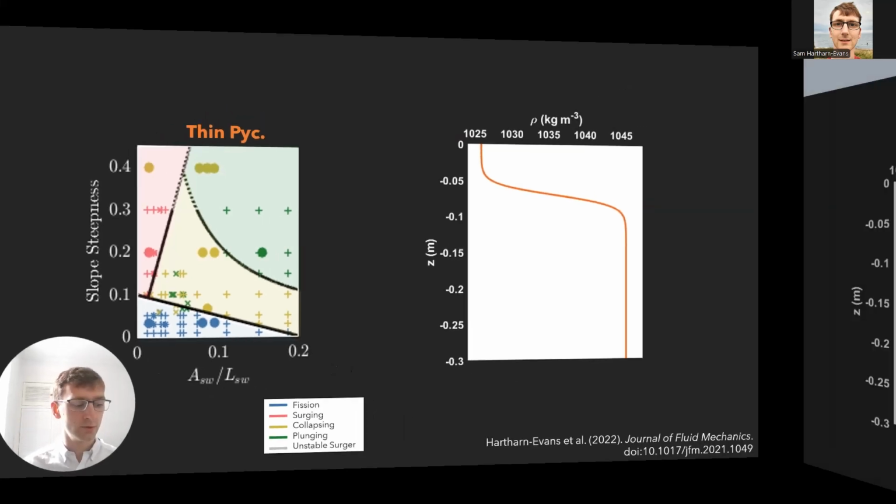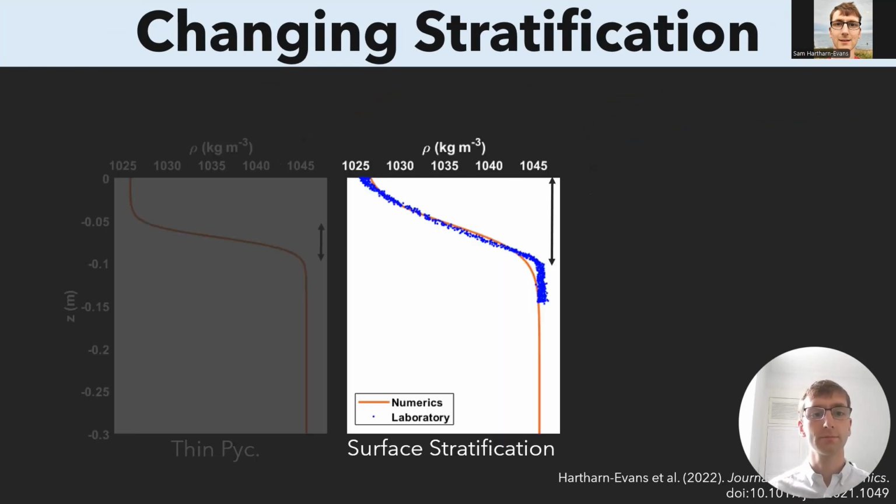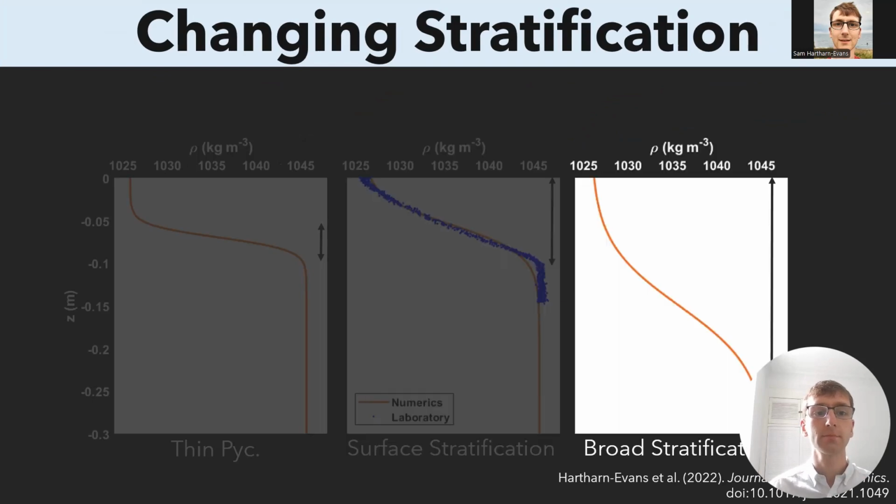However, in the real-world ocean, we have many more different types of stratification, and we wanted to explore how some of these different types might affect the dynamics. We started off by expanding this pycnocline throughout the surface layer. So we now have a 7 centimeter thick pycnocline, and beneath that a well-mixed lower layer. And we're going to call this the surface stratification case that we tested initially in the laboratory and later in the numerics as well. And then later on, we also investigated what we're going to call broad stratification, where we continue to extend the stratification throughout the entire water column.